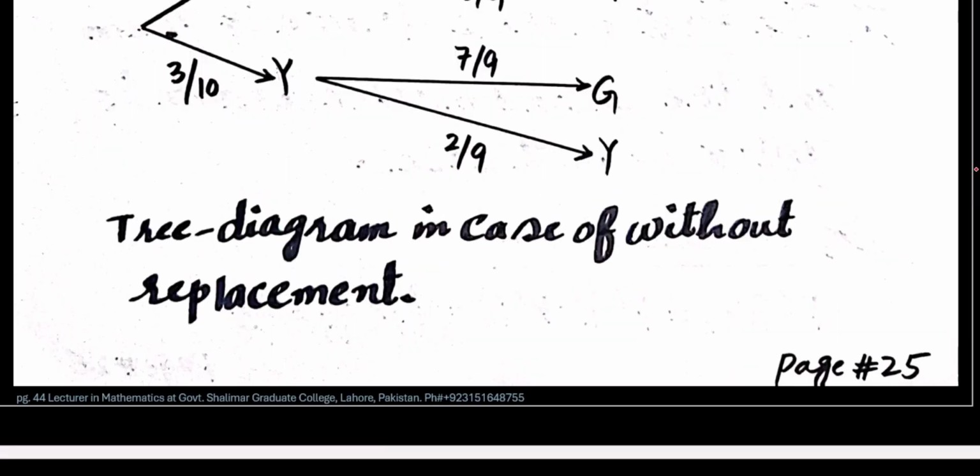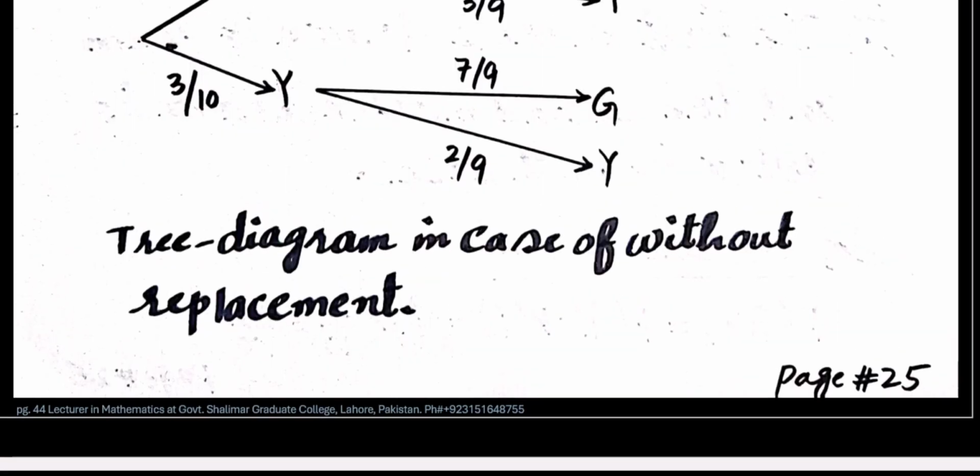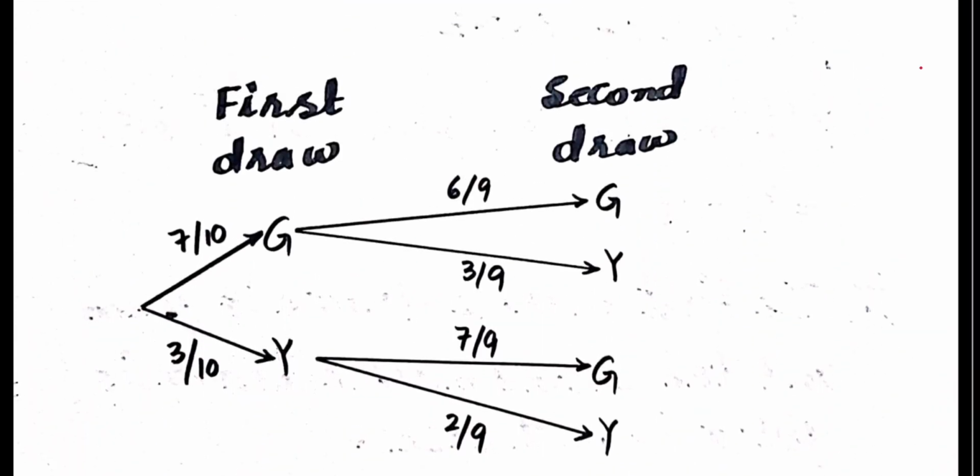So here we will use our tree diagram. The second marble should be yellow. So we can reach yellow from this branch, from green then to yellow. So this is the case of with replacement.